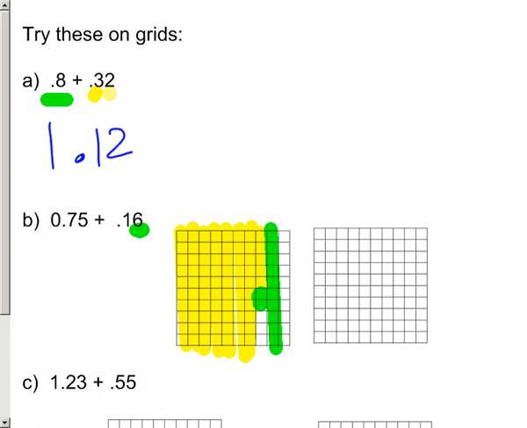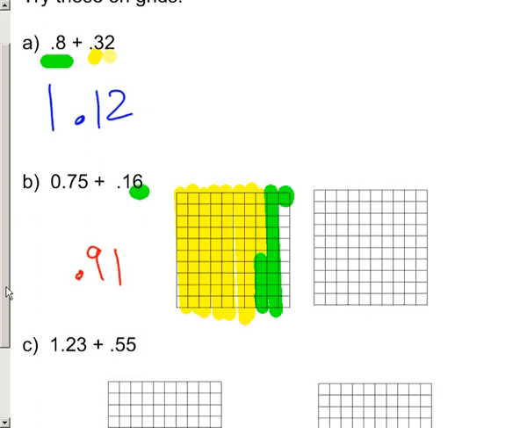So I'm going to do 1, 2, 3, 4, 5. That finishes that row, but then 6 over here. So now I can see what it looks like all together. And I can see that I have 9 tenths, 1, 2, 3, 4, 5, 6, 7, 8, 9, and 1 hundredth.